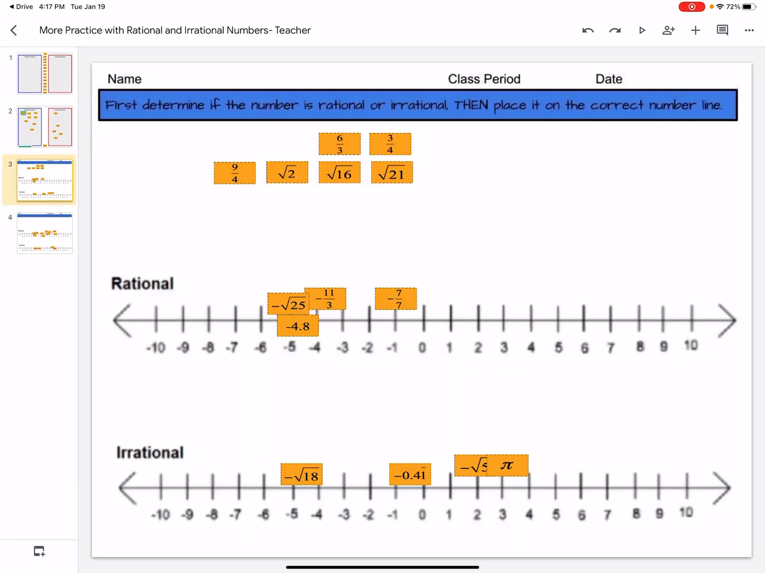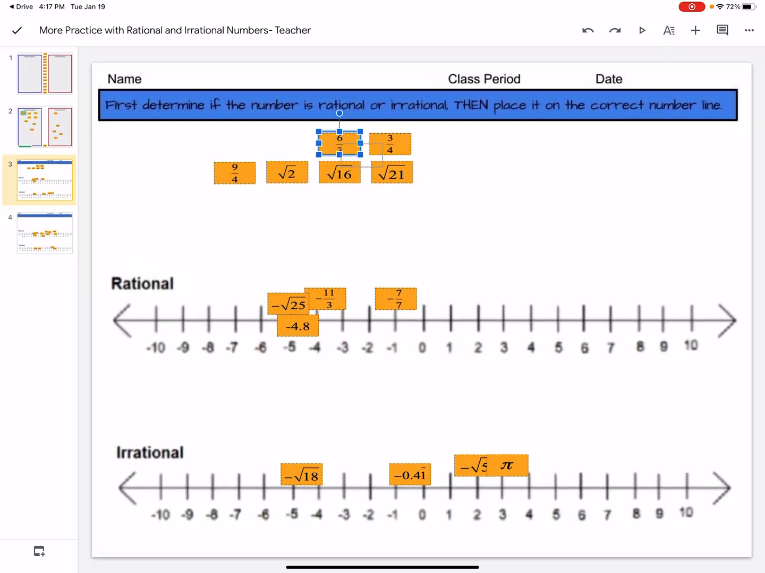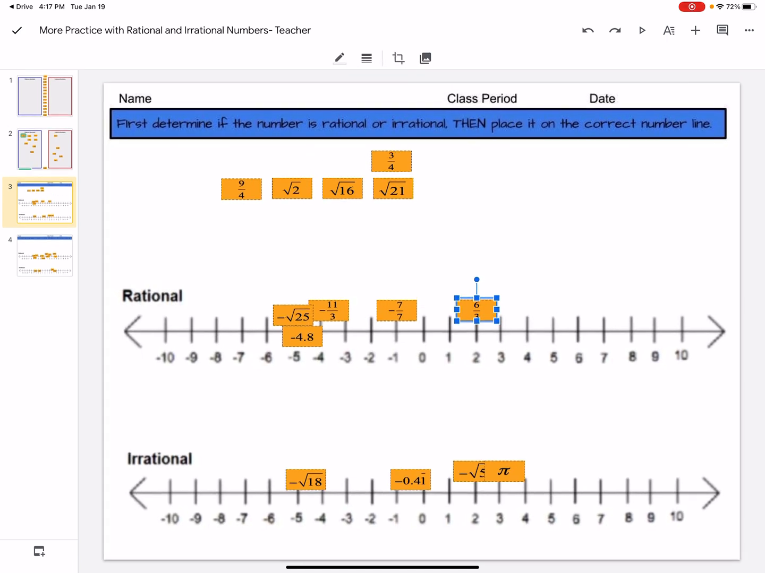Come back. I keep forgetting. 6/3. Well, that's 2. So I don't need to go to the next page. I'm going to put that right here at 2. 3/4. I don't need to go to the next page. It's a fraction. So I can put it between the 1 and the 2.